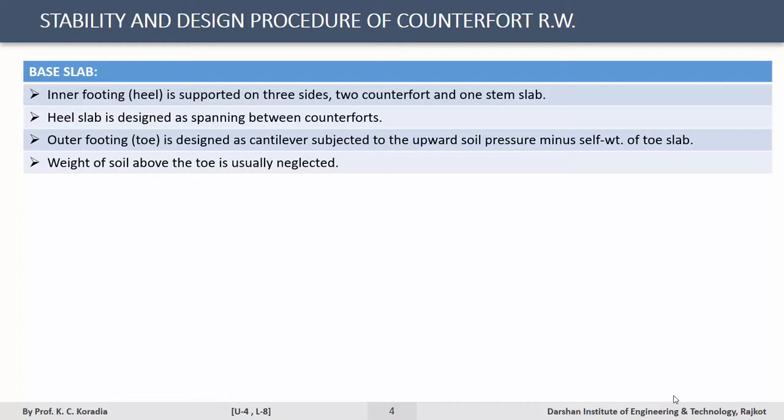Outer footing, that is the toe slab, is designed as a cantilever slab subjected to the upward soil pressure minus self weight of the toe slab. Weight of soil above the toe is usually neglected as it may be removed due to soil erosion or some other accidental activity.